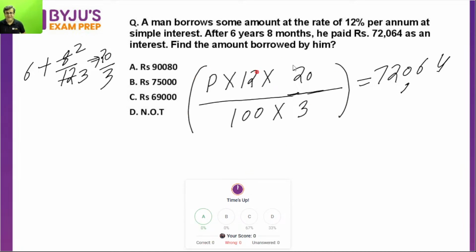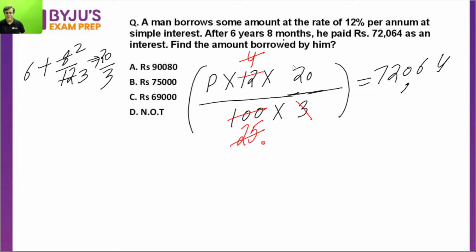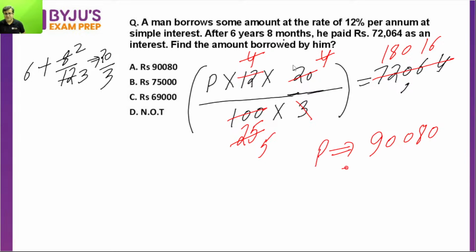The rate is given 12%. The time is given 6 years, 8 months. 6 years, 8 months means 20 by 3. So now, dividing it out, this is the principal: 90,080. Okay. Let's move further.